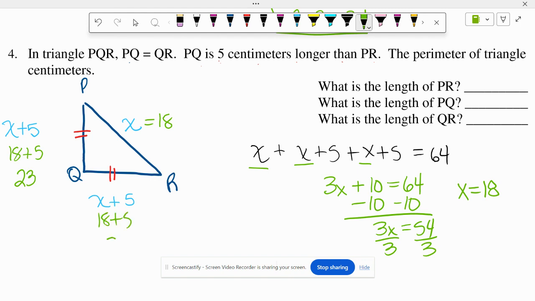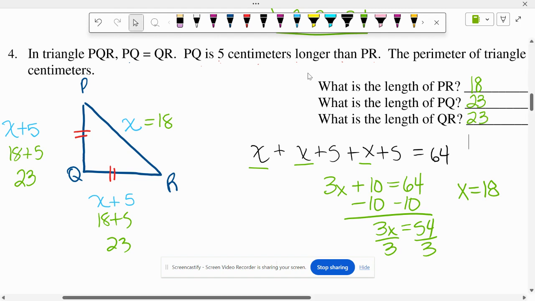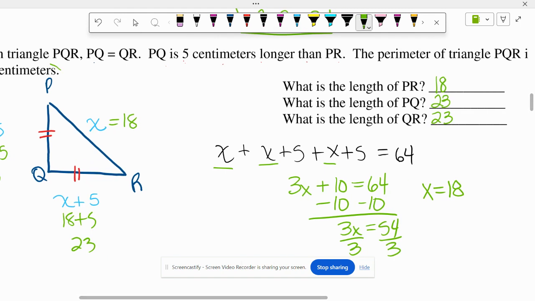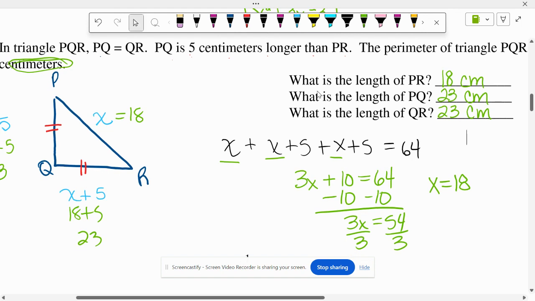So the length of PR would be 18. The length of PQ would be 23. And the length of QR would be 23. Awesome job. Do you remember what your units were for this? Centimeters. So make sure you attach units if it gives you an option, okay? Good job, you guys. That's awesome. I didn't know if you'd get that far. Very nice. Did anybody get to the back side?